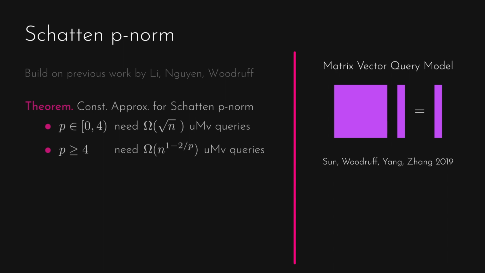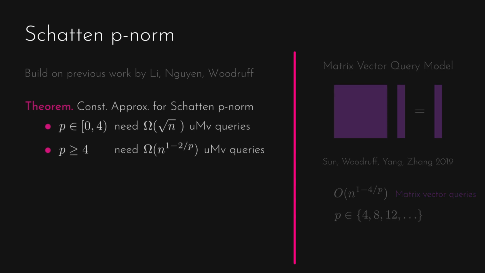In the matrix vector model, when P is a multiple of 4, it is known that we can approximate the Schatten P norm using only n to the 1 minus 4 over P queries. So this gives an interesting separation between the matrix vector model, which is more efficient in this case, and the UMV model, where we are about to show a larger lower bound of n to the 1 minus 2 over P. Let me briefly explain how the lower bound works.